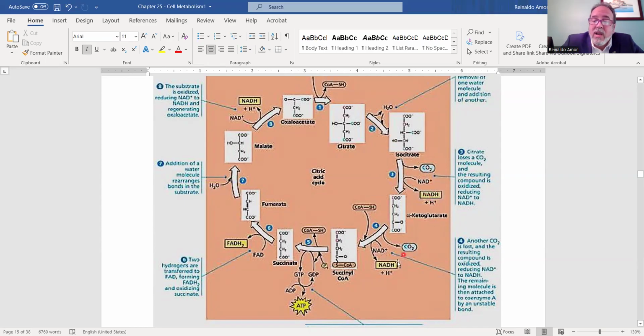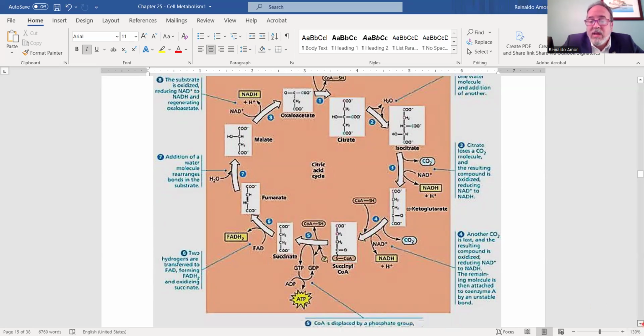So you see 1, 2, and 3. 3 times 2 is 6. 1, but it's double: 1 times 2 is 2. 1 ATP is double, so 2 ATPs. So 6 NADHs, 2 FADHs, and 2 ATPs. That's what we're generating in the Krebs cycle, which is happening where? In the mitochondrial matrix.